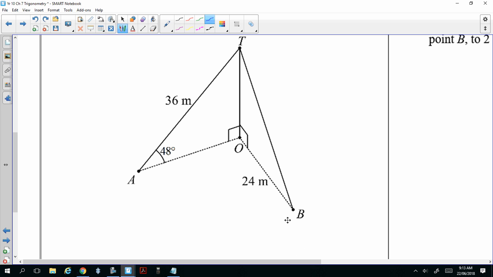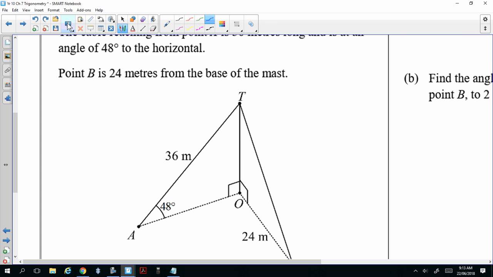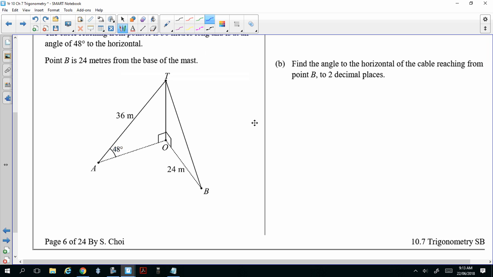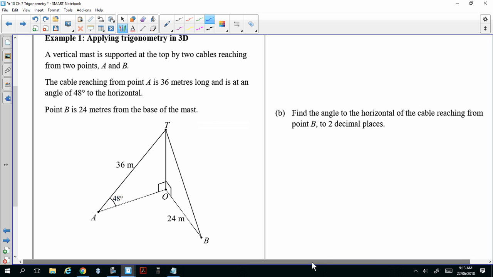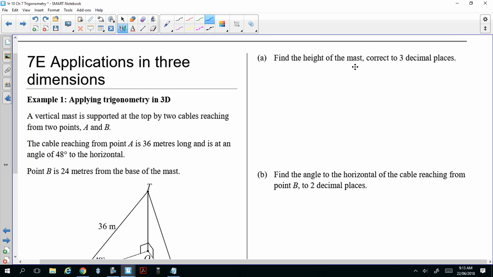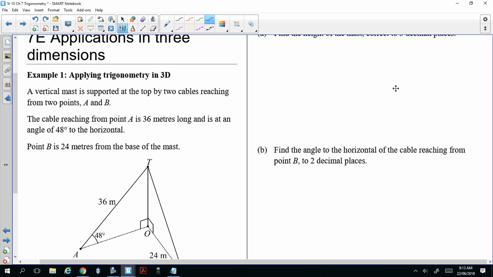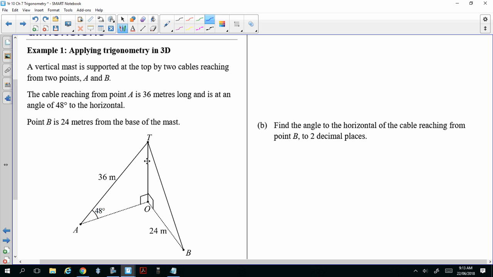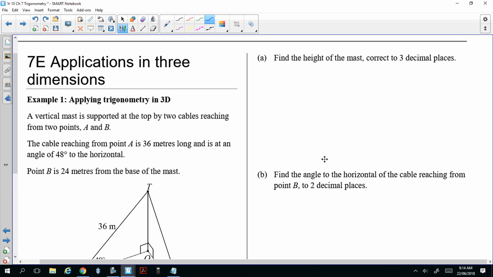Point B is 24 meters from the base of the mast. So everything is labeled on the diagram. You don't have to draw it. So now from the diagram, we're going to work out the height of the mast correct to 3 decimal places. So obviously, if you use triangle OAT, you can work out the height of the mast. Okay? So you might like to draw this again over here.